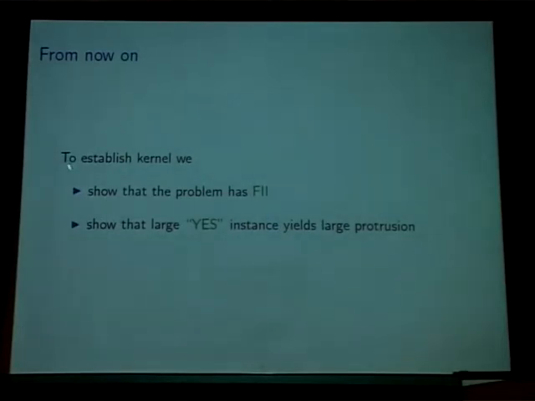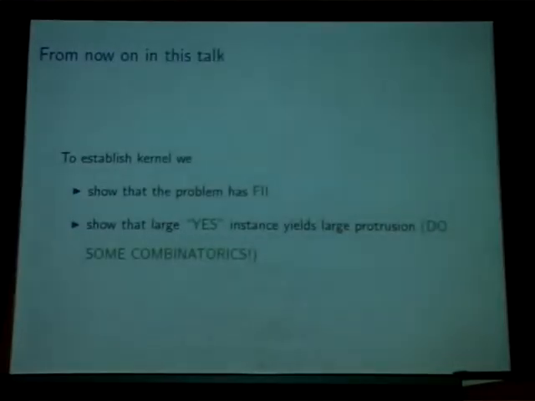So I will not speak much about how to show that a problem has a finite integer index. That's another story, also an interesting one. For most problems we know how to prove it, but sometimes it requires some ideas. It's a bit harder than, for example, proving that the problem is expressible in monadic second-order logic. What I will do today is give you several examples showing what kind of combinatorics you have to use to prove that your problem has a large protrusion. This usually requires some nice combinatorics.